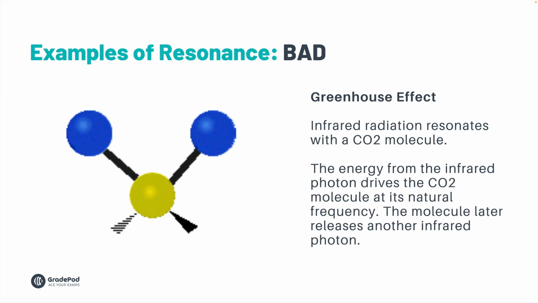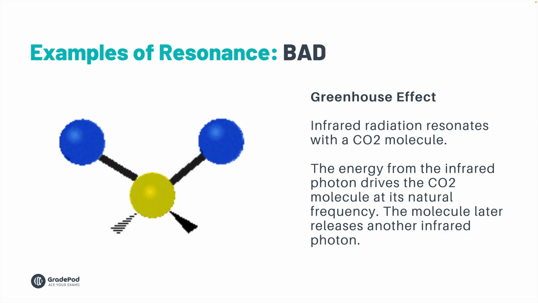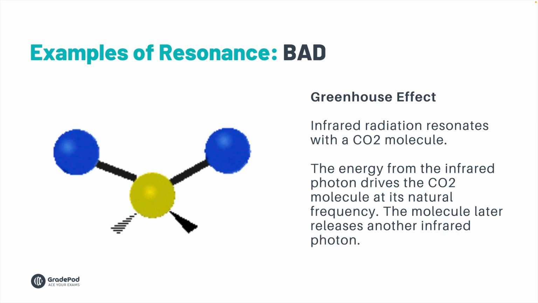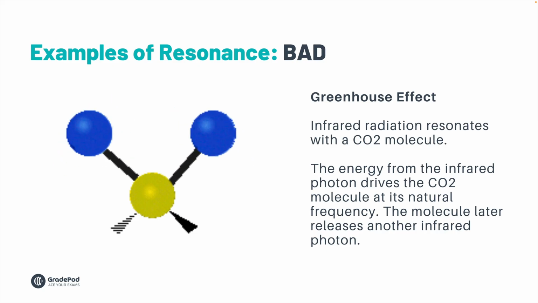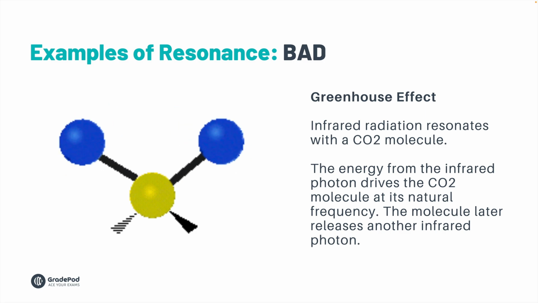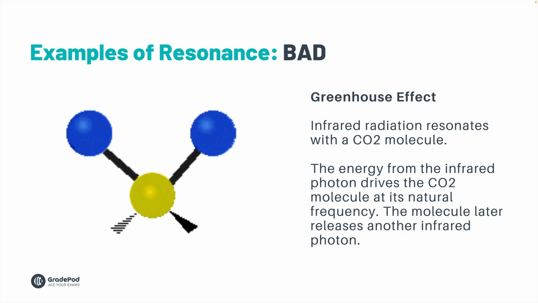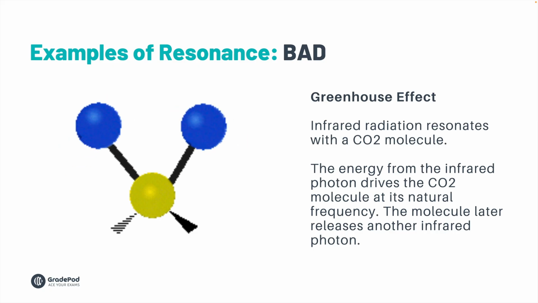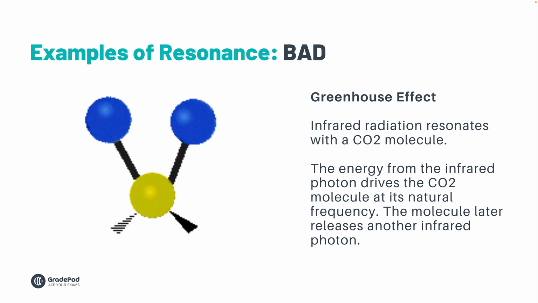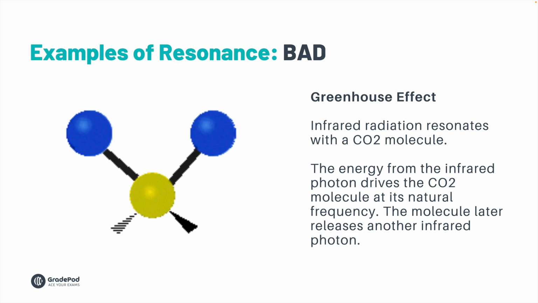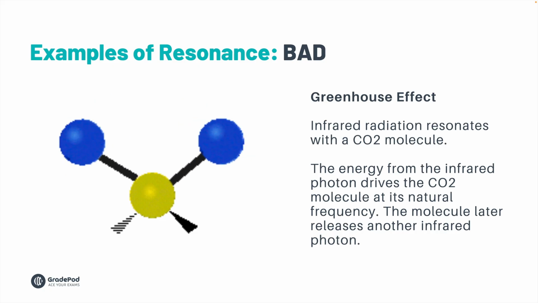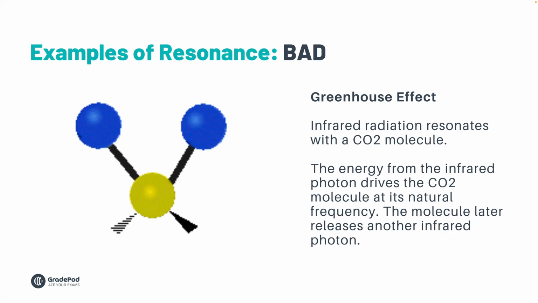Another bad example of resonance that we saw in theme B was the greenhouse effect. What happens in the greenhouse effect is that infrared radiation is absorbed by a CO2 molecule, and the infrared radiation has exactly the same frequency as the natural frequency of that CO2 molecule. When that exact frequency drives the molecule, it causes the molecule to resonate at its natural frequency. And what causes that is for the molecule to then later release another infrared photon.